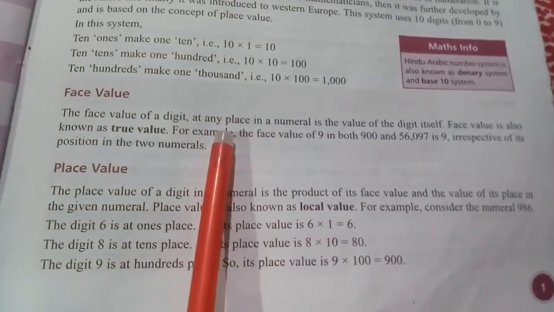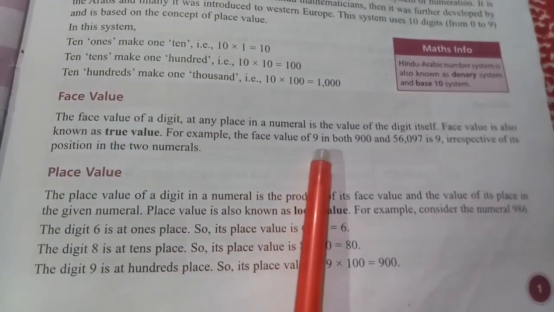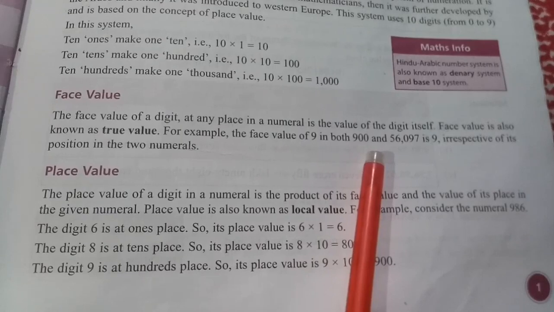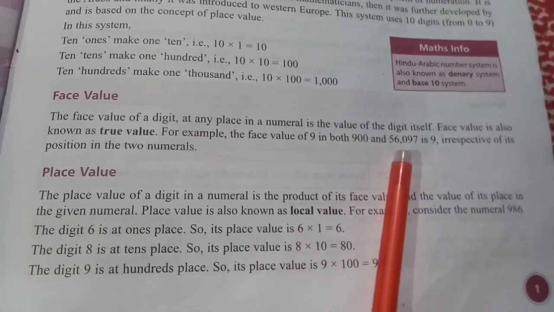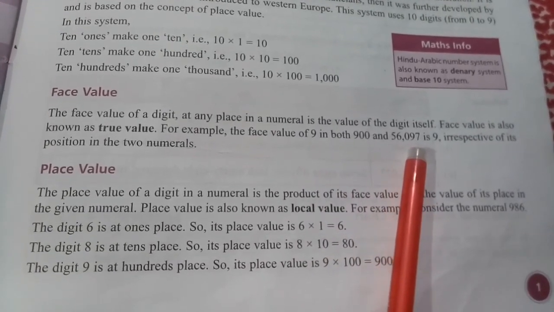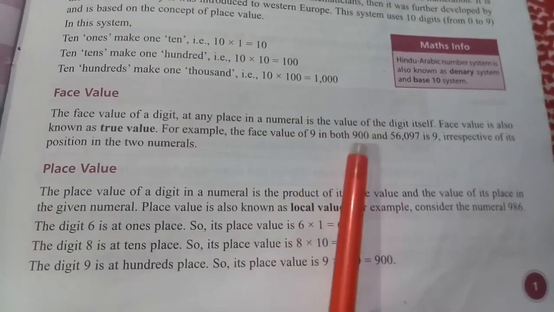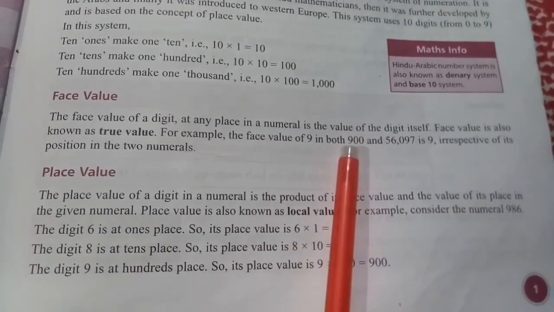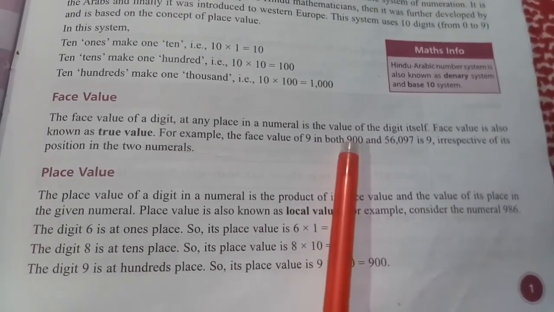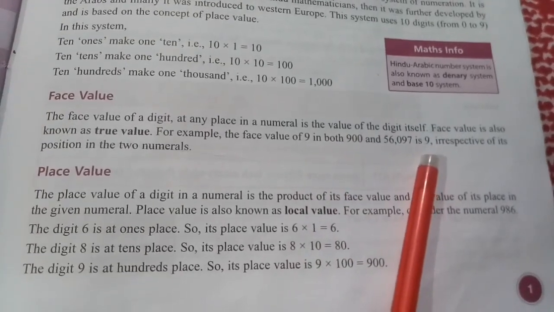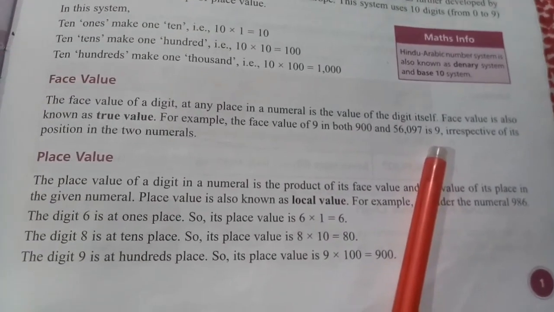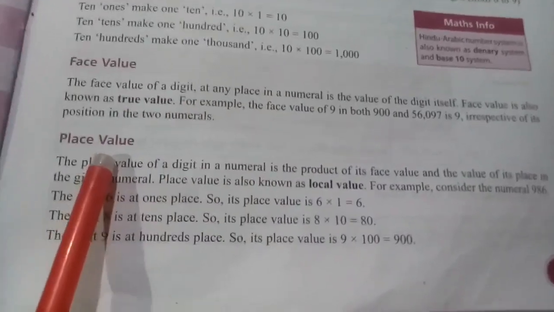In your book is given example, the face value of 9 in both 900 and 56,097. So you will find out the face value. So here the same digit 9 is your answer and here also 9 is your answer. Understood? Now the next is place value.